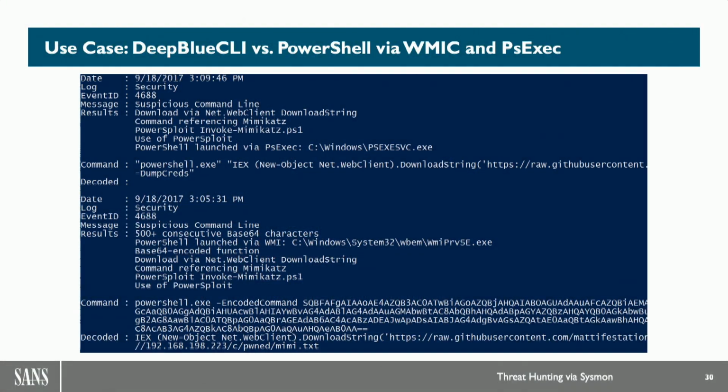So here's Deep Blue CLI versus these. Notice it scans it twice. The first one's easy. It says, okay, we got a suspicious command line, download via NetWeb download client string. We got Mimikatz, etc. The second one's a bit more interesting. It says, I've got a lot of base64 encoded characters, so why don't I decode that automatically? So it decodes that automatically and then rescans that normalized content. Now it has that string. It sees invoke expression, NetWeb download client string, etc.